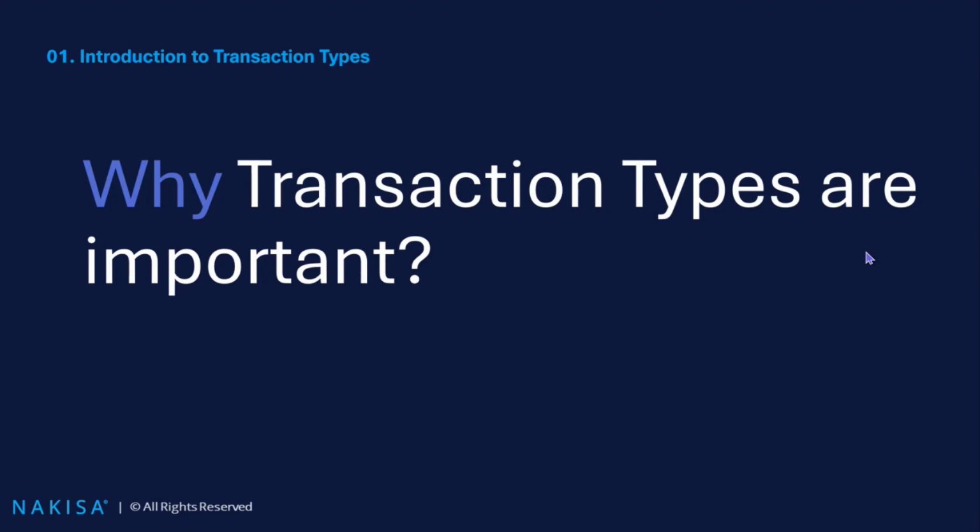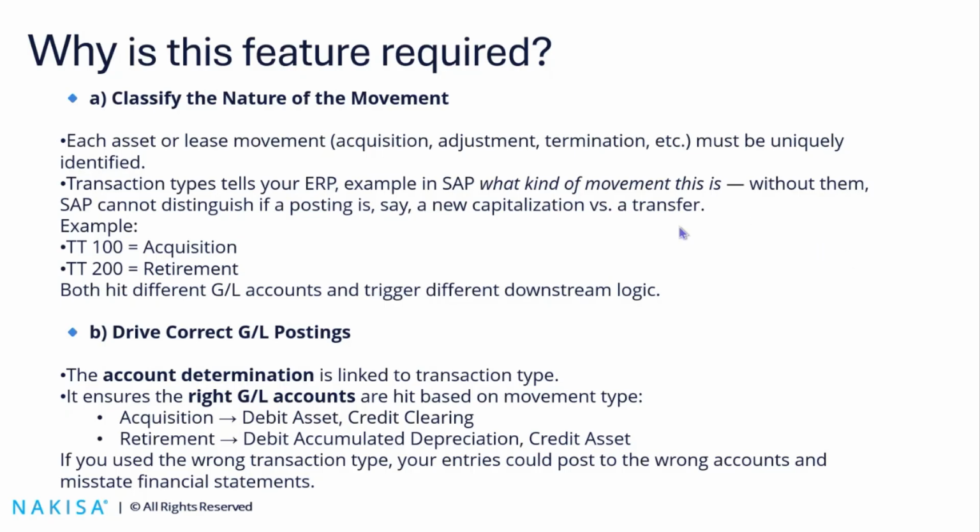Why are transaction types important? Firstly, we need to classify the nature of the movement. Each asset or lease movement, which may have acquisition, adjustment, termination during its life, must be uniquely identified. In your ERP, for example in SAP, we have the movement flow. Without them, it's difficult for SAP to distinguish what type of transaction it is, so it will hit both your GL accounts and trigger downstream logic.